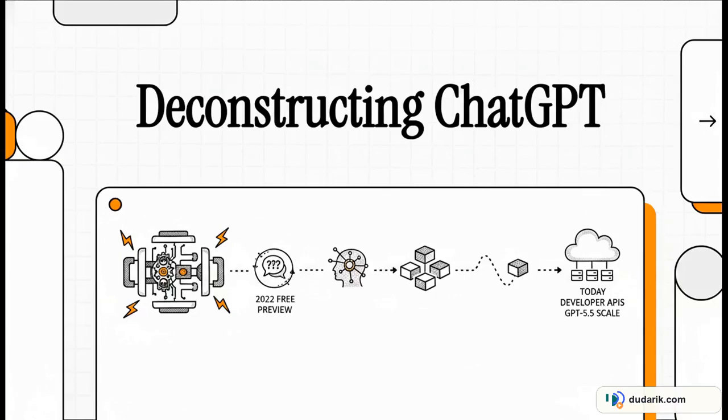Welcome to The Explainer. We're getting right under the hood today, tracing an absolutely incredible journey. We're going from a quiet, free research preview back in late 2022, one that accidentally broke the internet and became the fastest growing consumer application in history, all the way to the incredibly powerful developer APIs we have today.